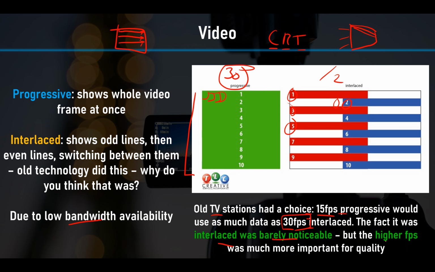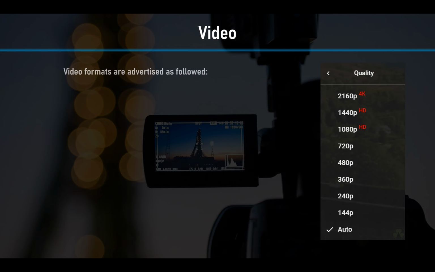But what we can say is that the higher FPS was actually much more important for quality. So what they found is that using interlaced and having a kind of double frame rate is better than using progressive but having half the frame rate. Although of course, these days we don't really have this bandwidth concern. Therefore in this case, of course we can use progressive and a high frame rate. That's not going to be a problem.